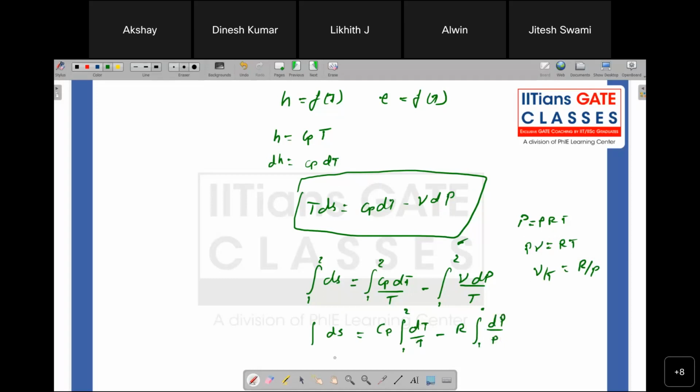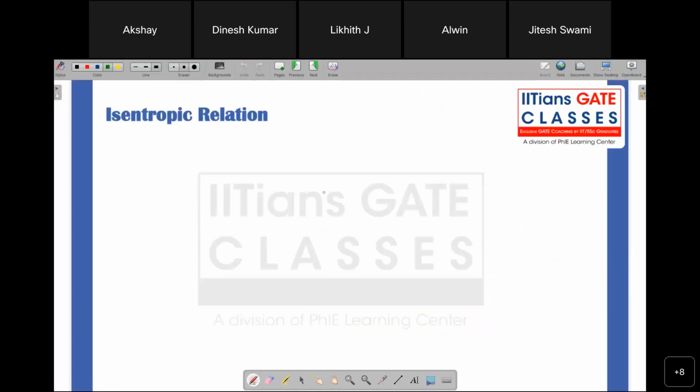This is a very straightforward integration, so I can integrate directly. That gives me S2 minus S1 is equal to Cp ln of T2 by T1 minus R ln of P2 by P1. This is a very famous isentropic relation. And for an isentropic process, that means S2 is equal to S1. The entropy is going to be constant. That's the meaning of isentropic.